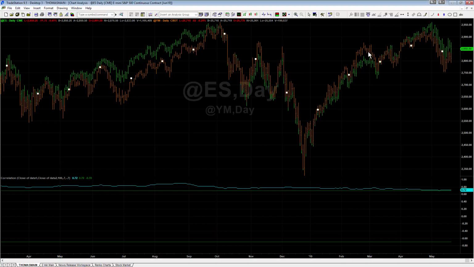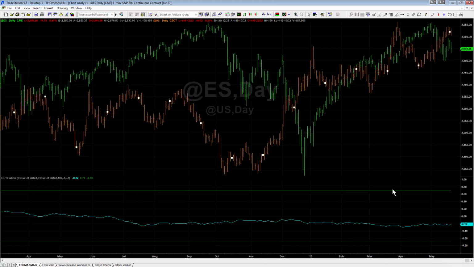So if we wanted to compare this, though, we're going to change the Dow. We're going to make this 30-year bond. So we'll look at 30-year bonds and the S&P, and you can see we have over time about a negative 0.22 correlation. So yeah, they are somewhat negatively correlated.